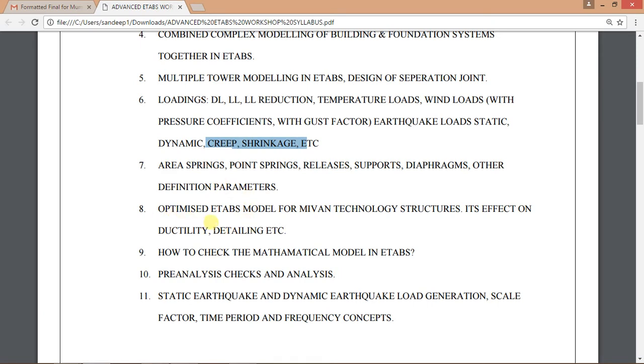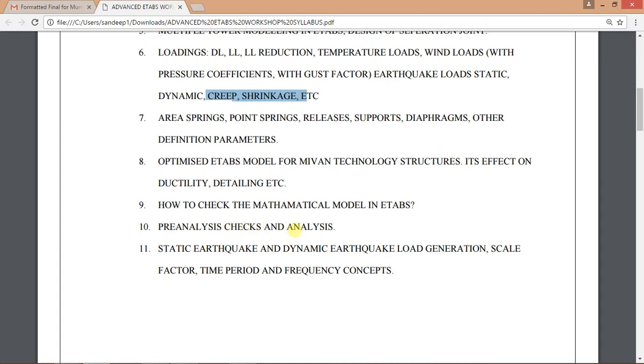The eighth topic is optimizing the Etabs model with the Maivan technology. If we are using the Maivan shuttering or centering material instead of a brick wall or a block wall, if an RCC Maivan wall is there, then what effects do we have to take into consideration as a structural engineer. Then how to check the mathematical model in Etabs. Then there are pre-analysis checks: before you do the analysis, what checks you need to consider, whether the model is done properly or not.